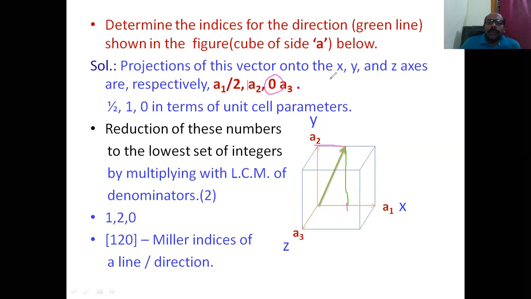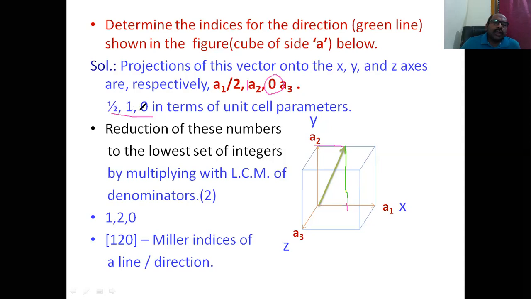In the next step, we express these in terms of lattice parameters or unit cell parameters, considering only how many times the basis vectors. It is 1 by 2 time, 1 time, and 0 time. These are the projections expressed in terms of unit cell parameters. Now we have 1 by 2, 1, 0, and we have to reduce these numbers to the lowest set of integers.